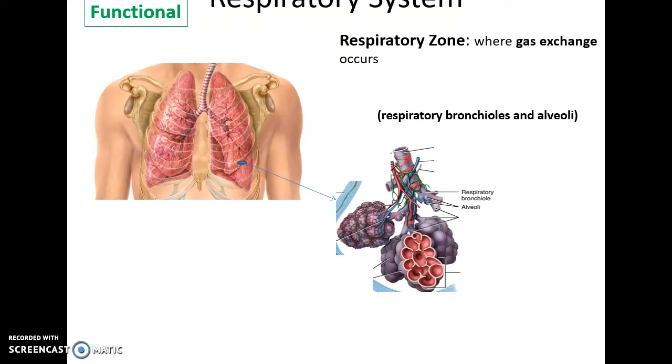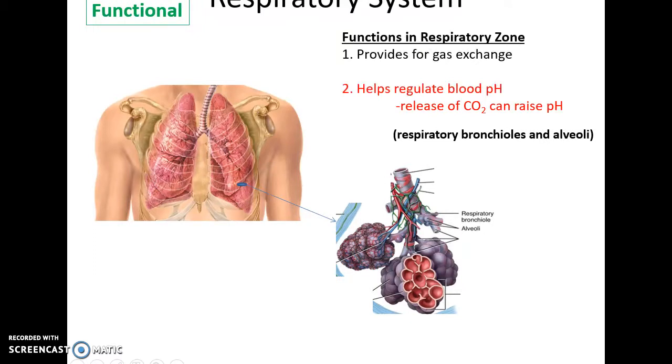The respiratory zone, on the other hand, is where the gas exchange occurs, where oxygen enters the bloodstream and carbon dioxide comes out. And that occurs specifically in microscopic structures throughout the lungs, including the respiratory bronchioles, and the alveoli that make up these alveolar sacs. The function of the respiratory zone, of course, gas exchange.